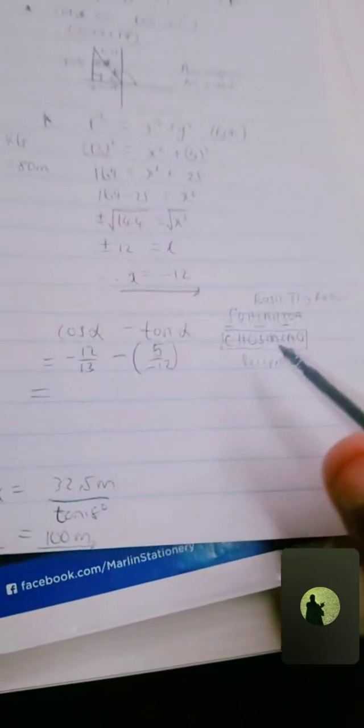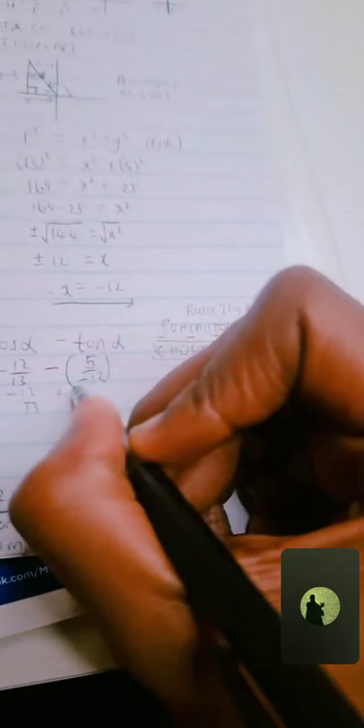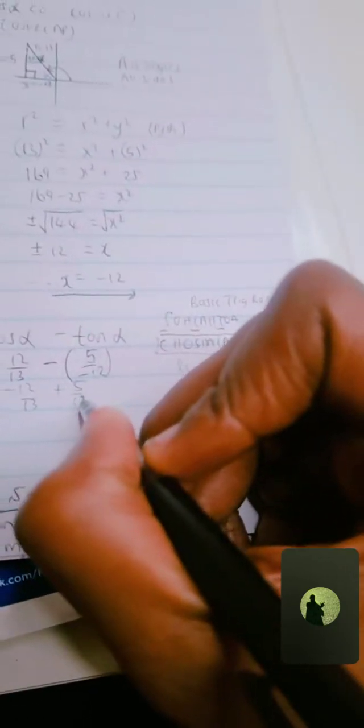Okay, then we just do the maths. That's all. Negative 12 over 13, negative times the negative is positive 5 over 12.